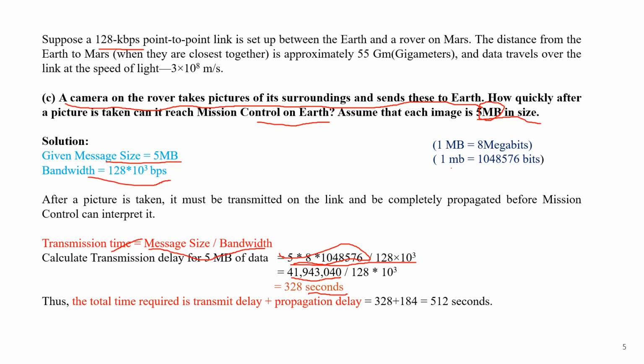So now we have to find out the total time. How to calculate the total time required? The total time is transmission delay plus the propagation delay. What is the transmission delay? Just before we have found out, that is nothing but 328. And what is the propagation delay? This is what we found in our previous slides. The propagation delay we found as 184. When you add it up, you will be getting 512 seconds. So this is the total time required.